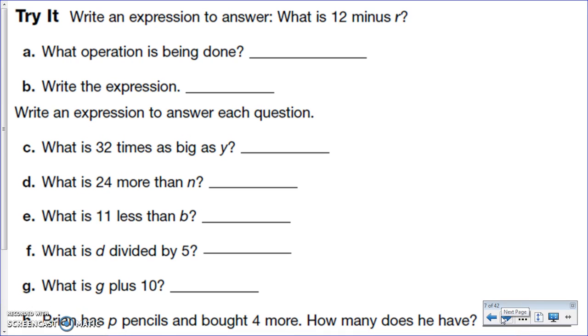Try it. Write an expression. What is 12 minus r? So for A, what is the operation being done? We know minus is subtraction. And then for B, we need to write the expression. So 12, a minus sign, and an r.